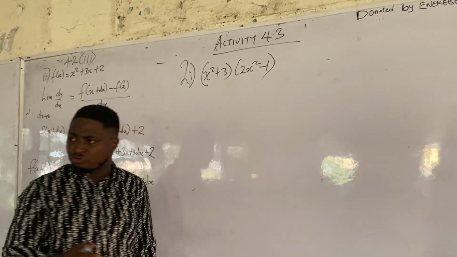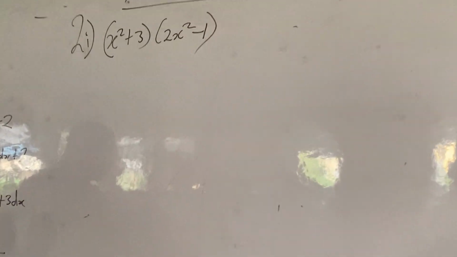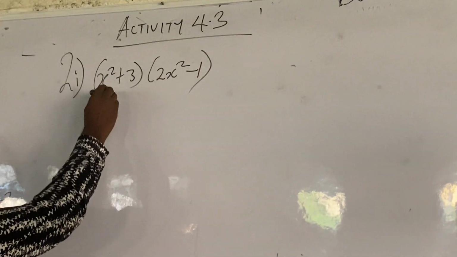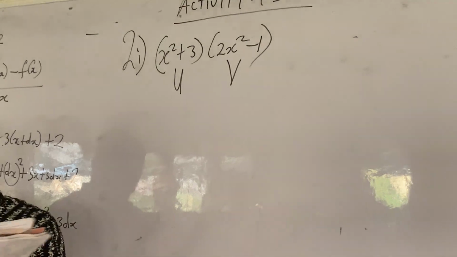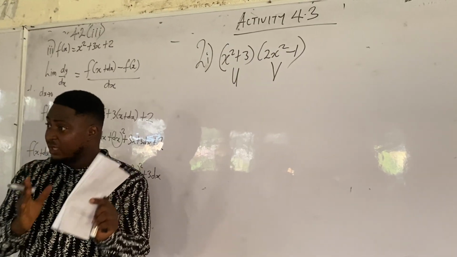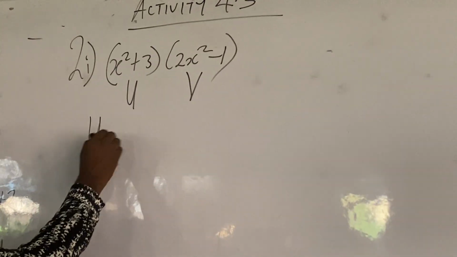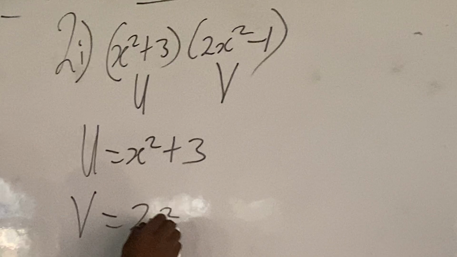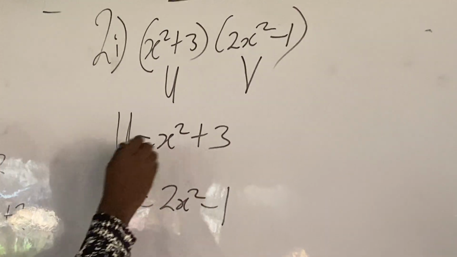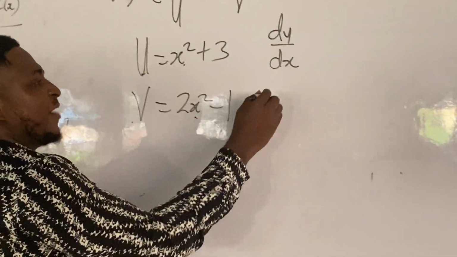Class, have I taught you product rule in this class? Yes. Chain rule, quotient rule. What rule would we use here? Product rule. In product rule, when you have a product of two components, the first should be u and the second should be v. So let u be equal to x squared plus 3 and let v be equal to 2x squared minus 1. Now differentiate u with respect to x, you have du, and v with respect to x, we have dv.